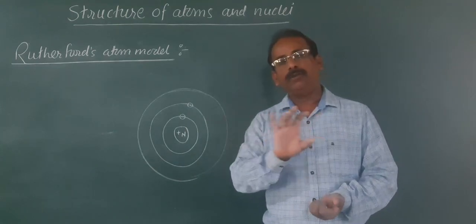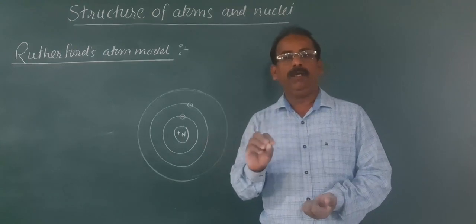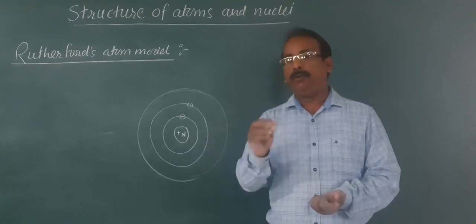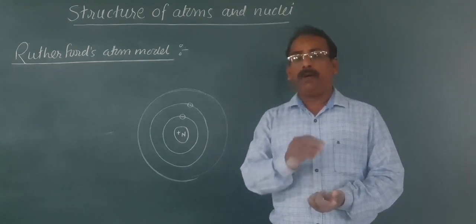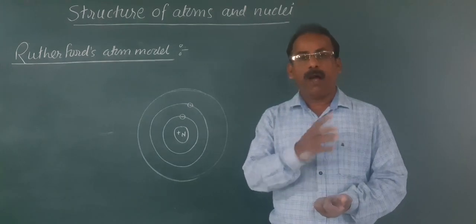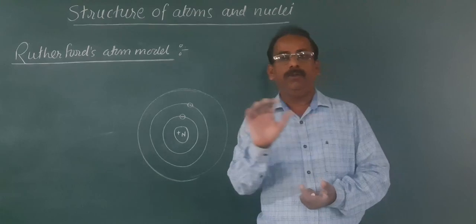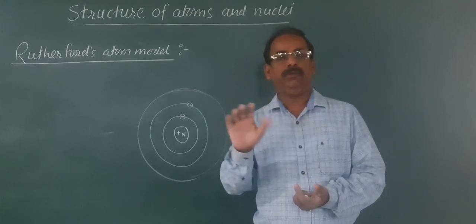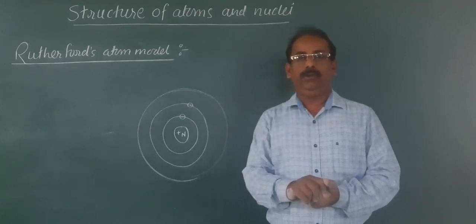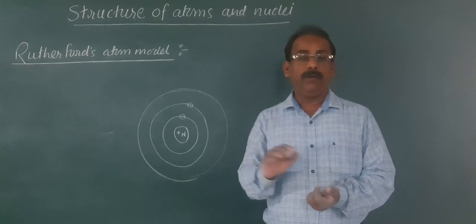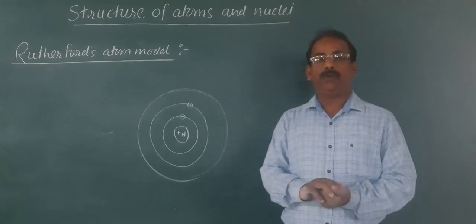particles pass through the metal foil without any deviation. According to Rutherford, these alpha particles pass through this empty space. Therefore, there will be no deviation in their path.